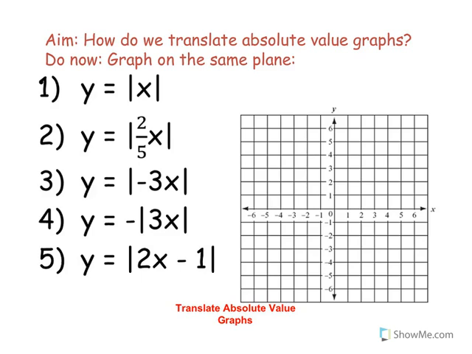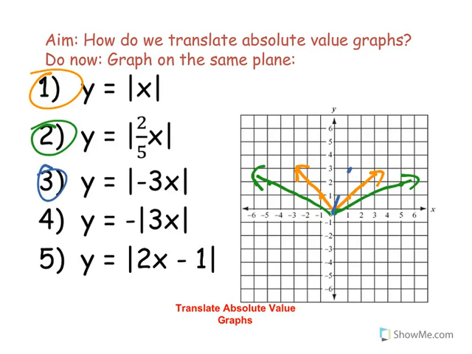So for example, we had kind of our benchmark here, right? Absolute value of x, we said looked like this. It had that V-shape that started at the origin. And then we had some other graphs that looked pretty similar. So something like absolute value of 2/5 x, let's say, would look kind of like that. 3x or negative 3x, we said is going to look a little bit narrower. We can say thinner, but technically we say narrower.